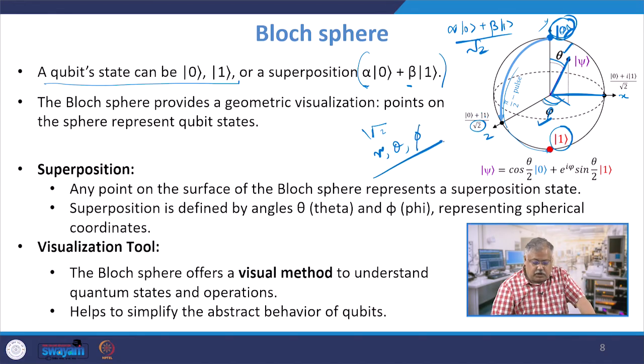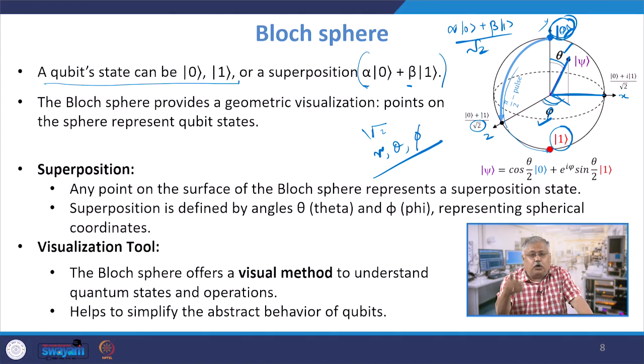Depending upon this three-coordinate system, this gives you an idea, which means that the Bloch sphere is basically a visual method to understand the quantum states and their operation. Now, how does it help me? The Bloch sphere helps me to simplify the abstract behavior of a qubit. So, visualizing the qubit is an important point, and that is done using the Bloch sphere.